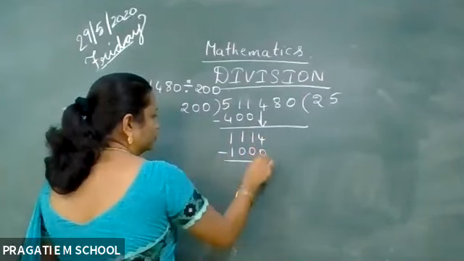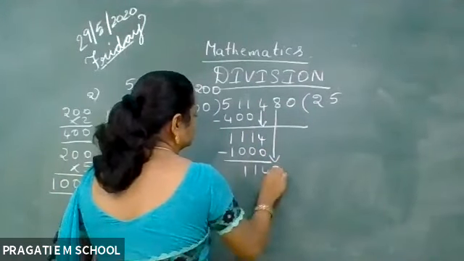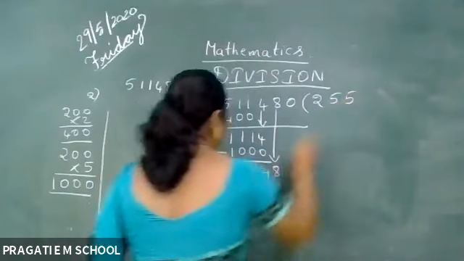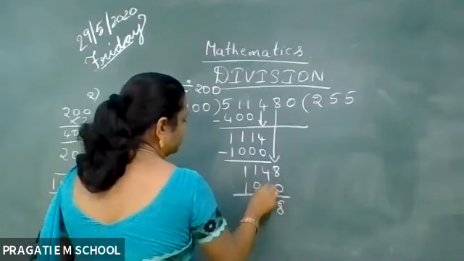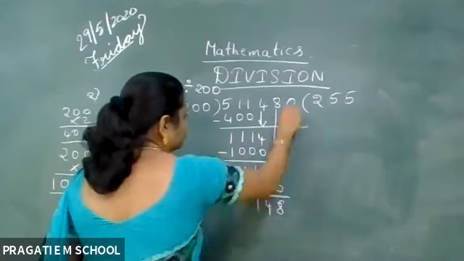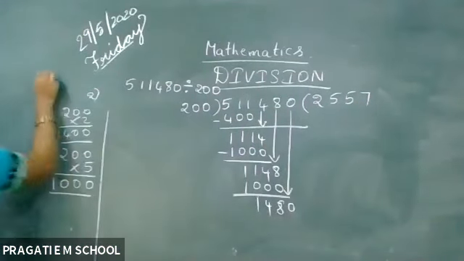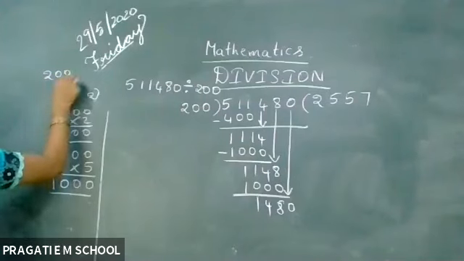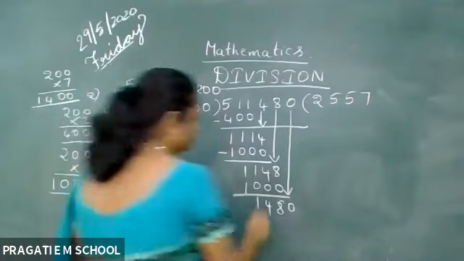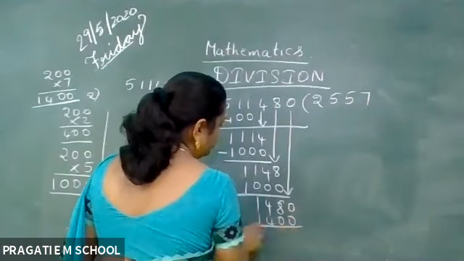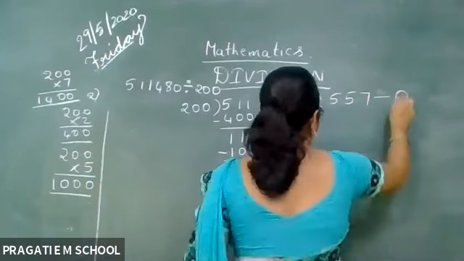Again do the subtraction. 4, 1, 1, bring 8 down. So 200 5 again we have 1000. 8 minus 0, 8, 4 minus 0, 4, 1 minus 0, 1. Again bring down. 200 7, 7 2s are 14, so we have 1400. The remainder is 0, 8. 80 is the remainder, and this is the quotient.